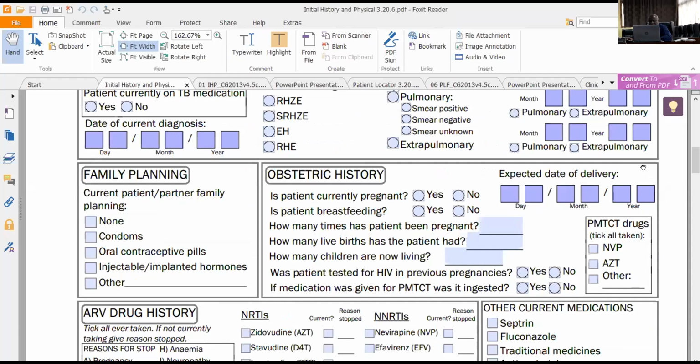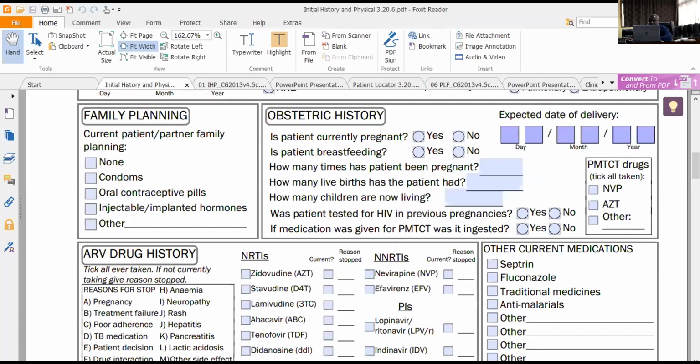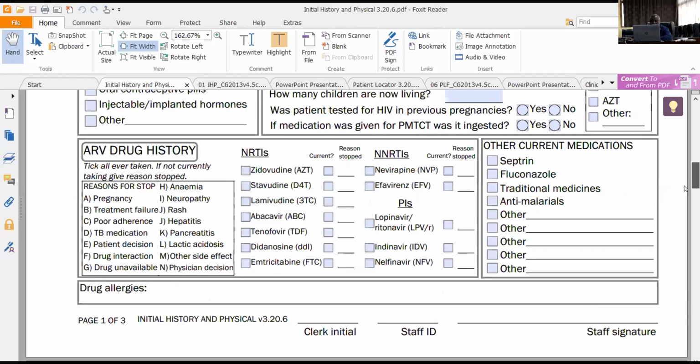they were breastfeeding, and how many pregnancies have they had, how many births, how many children do they have, and so on. Then PMTCT. Then you had the PMTCT drugs there, which were NVP, AZT, and the other. Then you'd go on the ARV drugs. The ARV drugs were the NRTIs, the NNRTIs, and the PIs. Then other medications there. So that was history.